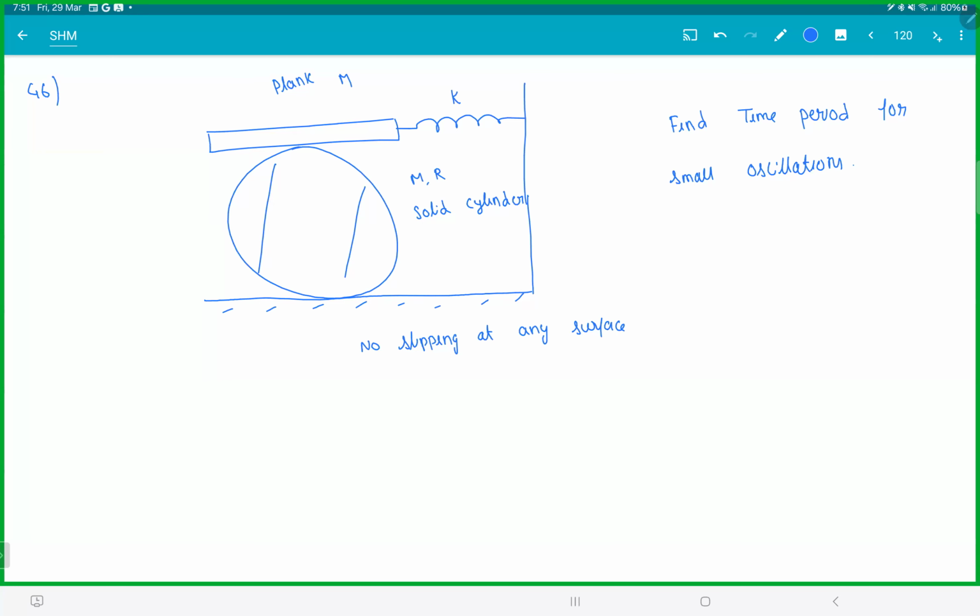2 pi, there is friction everywhere. If there's no friction, it will slip, na? 2 pi root 5m by 8k, 3m by 4k. Let's see whether you got the FBD right.